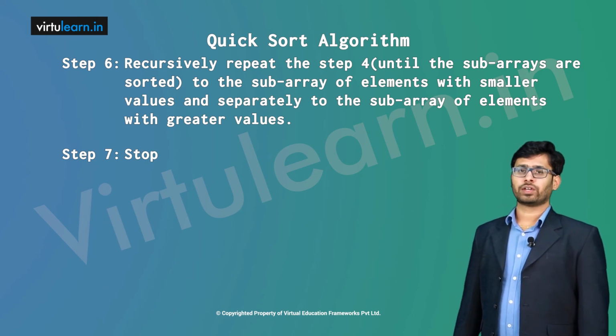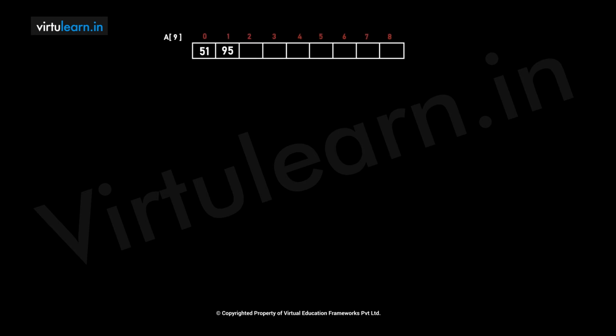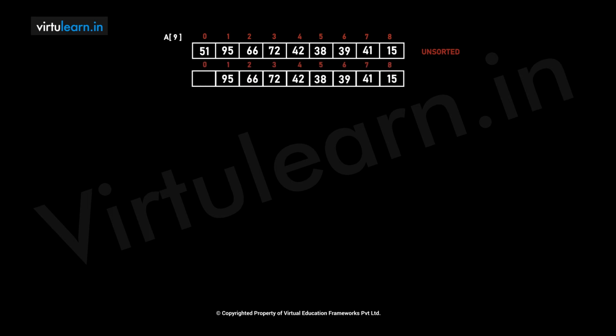Now let us see one example related to quick sort. The elements are 51, 95, 66, 72, 42, 38, 39, 41, 15. All these elements are in unsorted order. Now first let us pick one pivot value. The pivot value is 51.